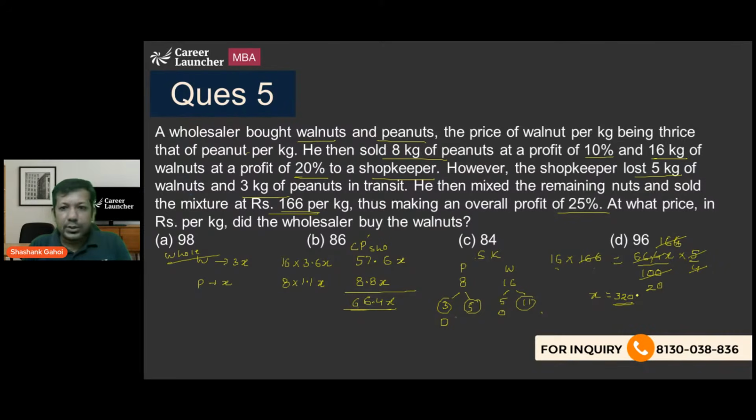Okay. So did I miss out something? It shouldn't be 320. Oh, it should be 10 now. It should be 2. So X comes out to be 32. So basically, the price of peanut for the wholesaler was 32. So the price of walnut for the wholesaler becomes 96. So what is the answer of this question? That is going to be option D. That is 96. We can easily get it.